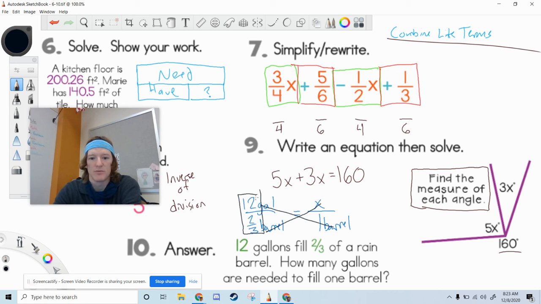Notice that 12 gallons go in 2/3 of a barrel. So here's our barrel. Here's 1/3, 2/3. From here to here, this is 12 gallons. So how much more is needed to fill this whole barrel? You should be able to see that, maybe I can just do this in my head, because there's 6 and 6, because that makes a total of 12. So how much more do we need to add to make this last 1/3?